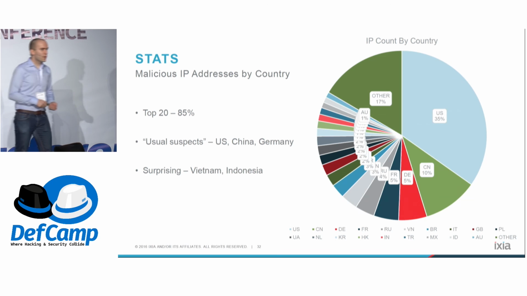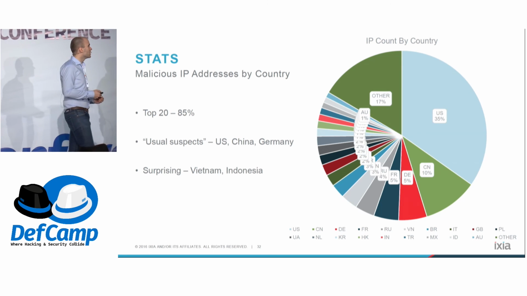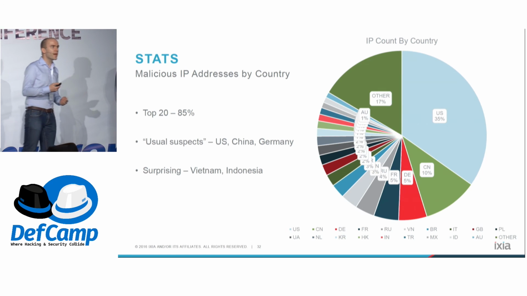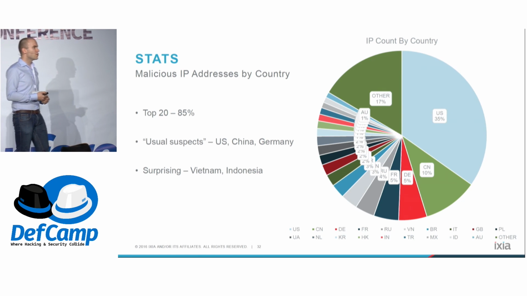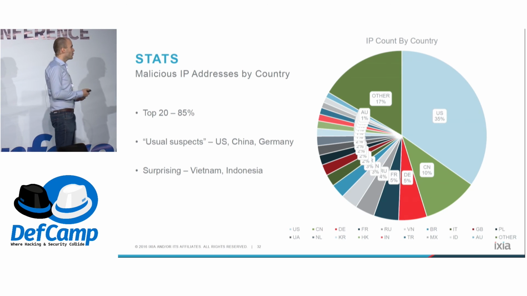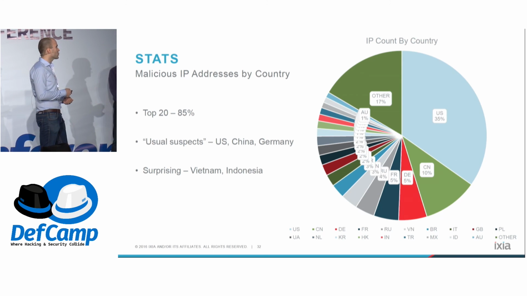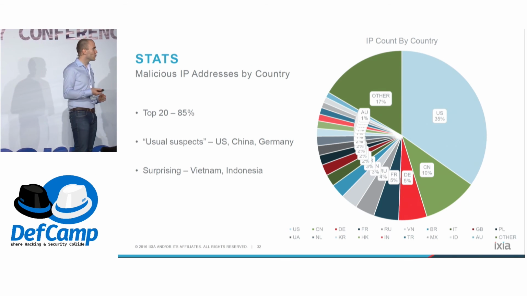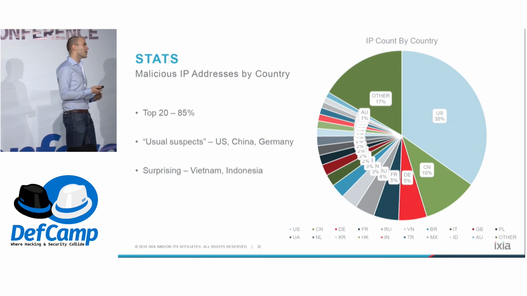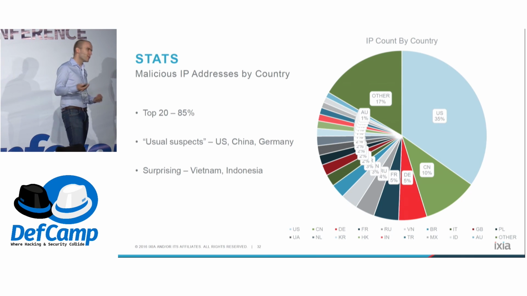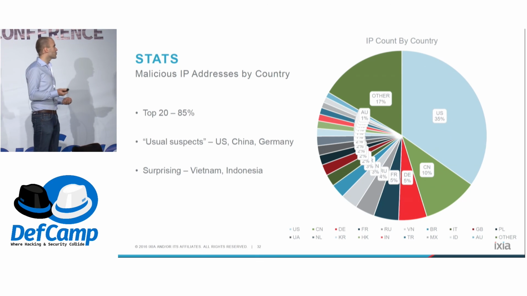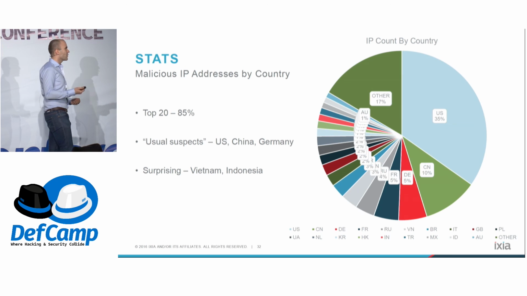Okay, one final stat, and that is the malicious IP addresses by country. You'll most likely recognize this. We have the usual suspects. This is based on the top 20 countries in our database. The usual suspects are the US, China, and Germany, and you'd expect that because these are the countries that also have the most IP ranges associated with them. So it's normal that attackers will use a lot of IPs from those.